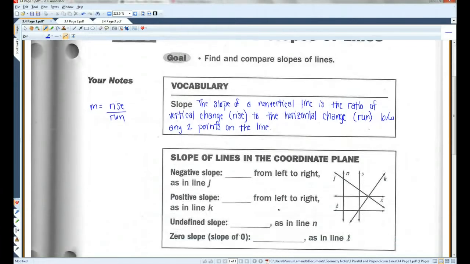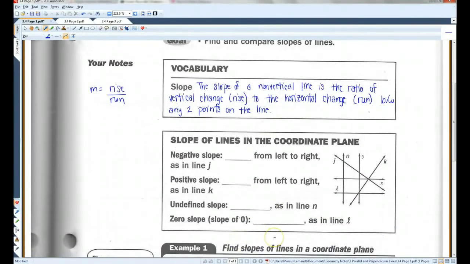If you have a negative slope, the line falls from left to right, as in line J. This has a negative slope. If the slope is positive, it rises from left to right, kind of like line K. This one has a positive slope. Undefined slope is vertical. So like line N, this has an undefined slope, or no slope.